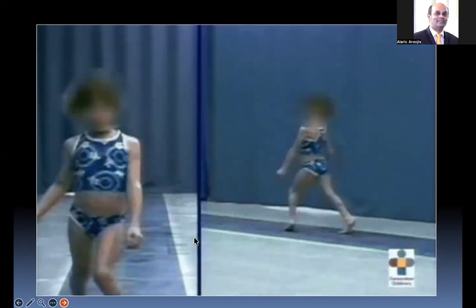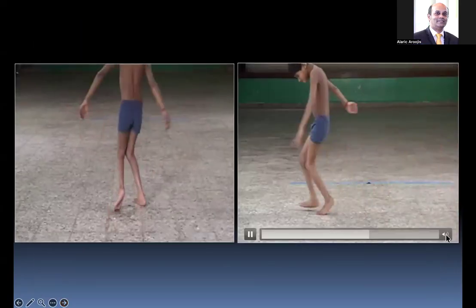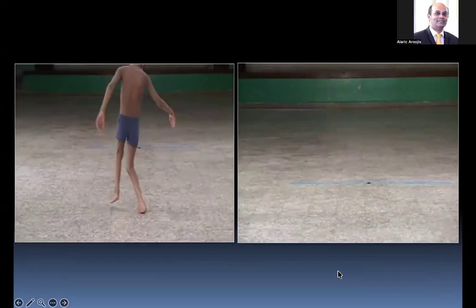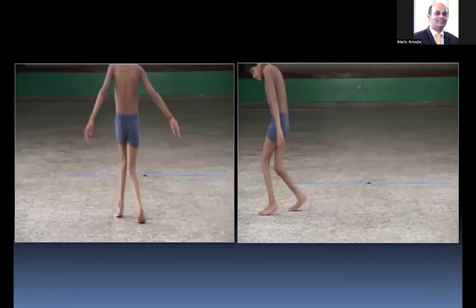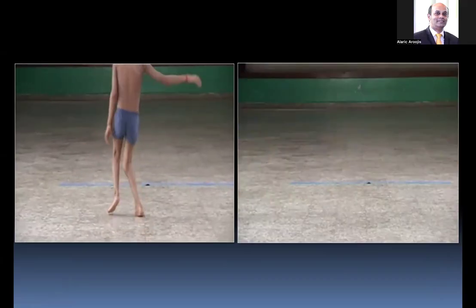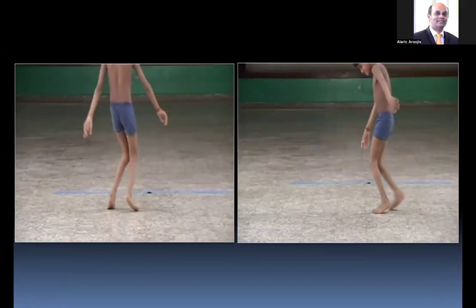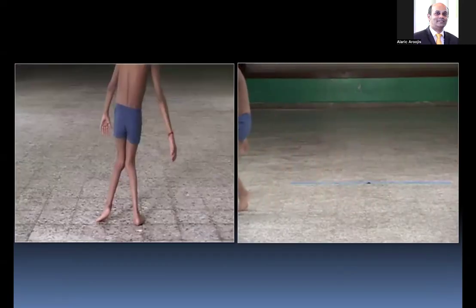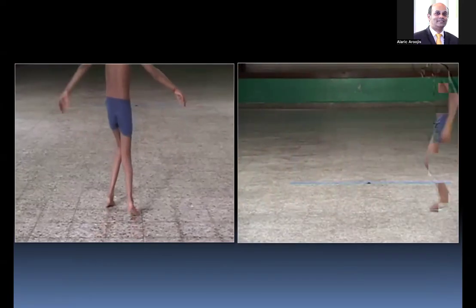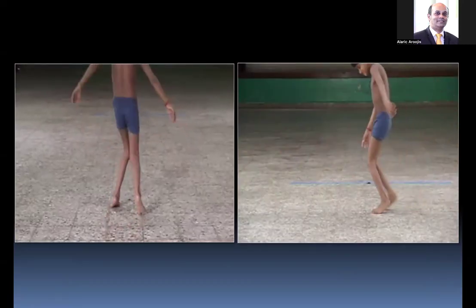Or you can have a child who's much slower as they grow older, but again a manifestation of this, and this is the child I showed you earlier as well, where in addition to the stiff knee gait and the ankle equinus, rather than increased lumbar lordosis, there's in fact a reduced lumbar lordosis because of a posterior pelvic tilt, which indicates that the hamstrings are really tight in this child.